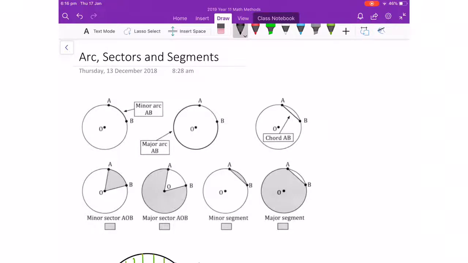So on the screen at the moment you can see I've got quite a few different terms, and that's quite important. This picture is actually from the Sadler textbook. If you are unsure about the text, I actually use the Sadler textbook. This is for Year 11 Math Methods in Western Australia. So that's the text I'm referring to if you're wondering.